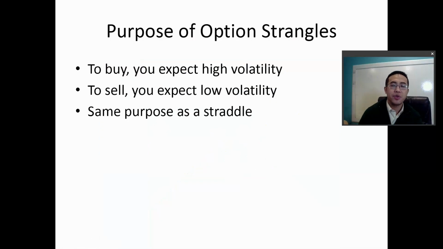The purpose of option strangles is the same as the purpose of option straddles. If you are taking a long position, if you buy a strangle, you should expect the exchange rate to have high volatility. So either it goes very high or very low, and you make money. If you think the exchange rate is going to be very stable or have low volatility, you should take the short position, or sell those two options.